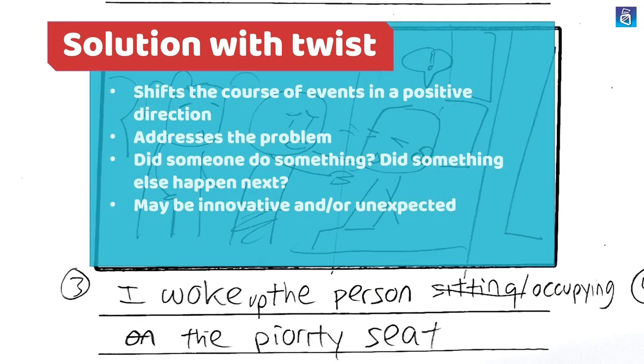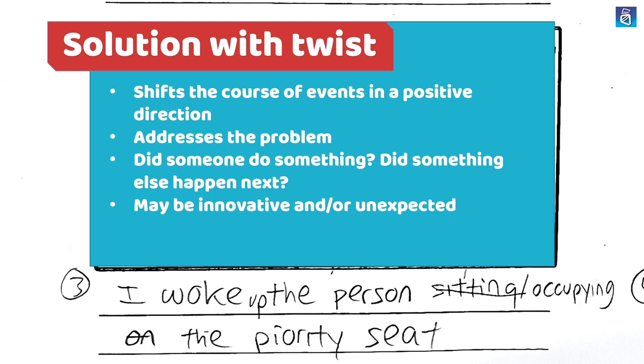Next, we have a solution to address the problem. Maybe someone did something or something else happened that changed the situation. This shifts the course of events in a positive direction towards a conclusion. In this case, the protagonist made a daring move and woke up the person sitting on the priority seat.